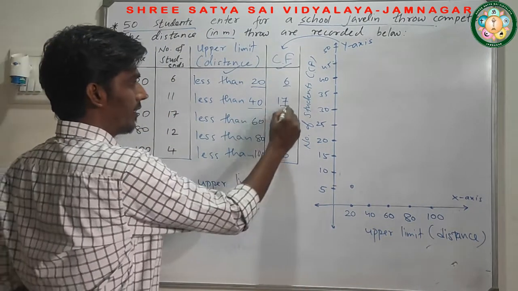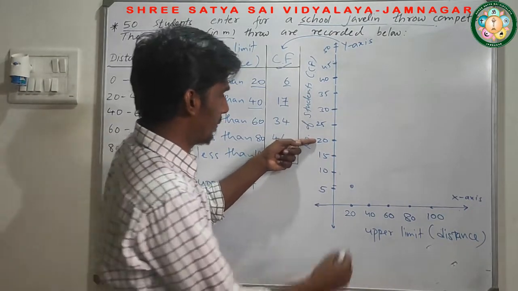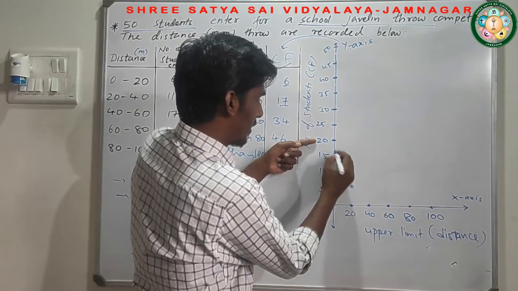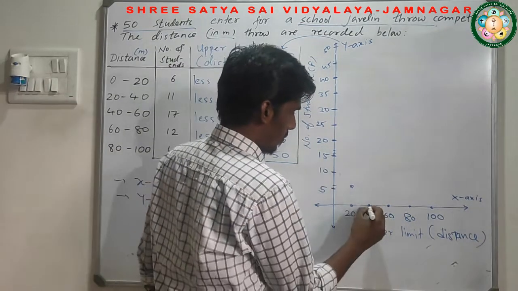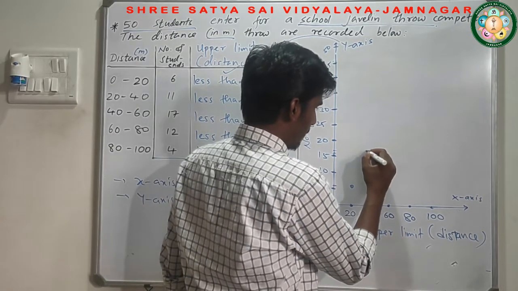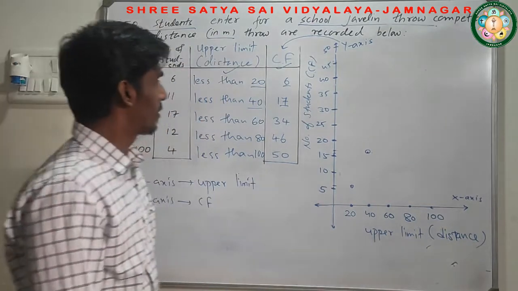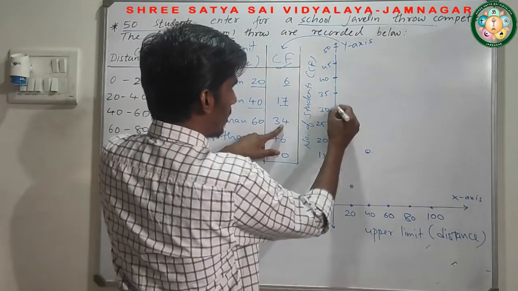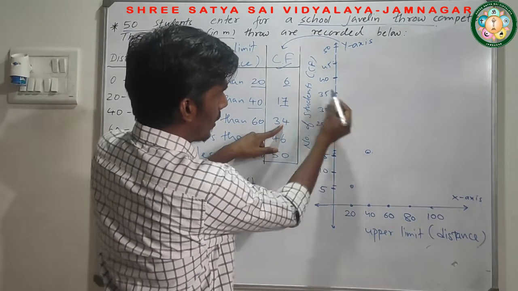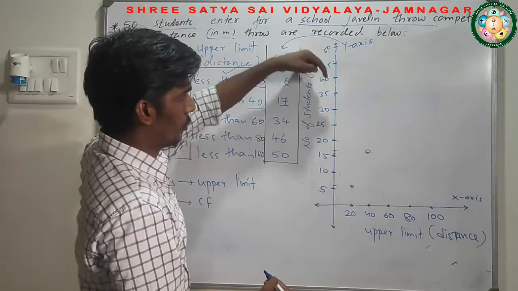Then 40 and 17. 17 will be in between 15 and 20. So this is 16 here, the second line, and here 70. So mark a point here, approximately. 40 and 70. Similarly, 60 and 34. This is 30, this is 35. So 34 will be not the first line but the second line from the bottom.